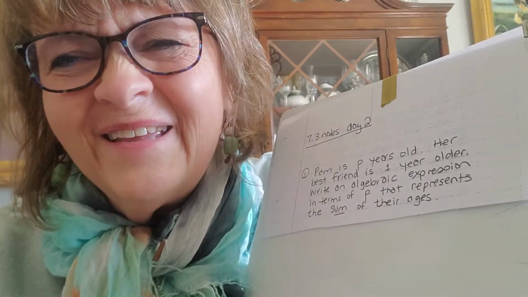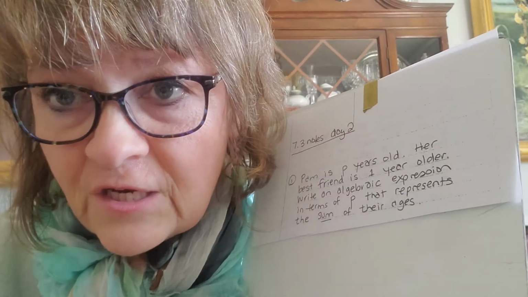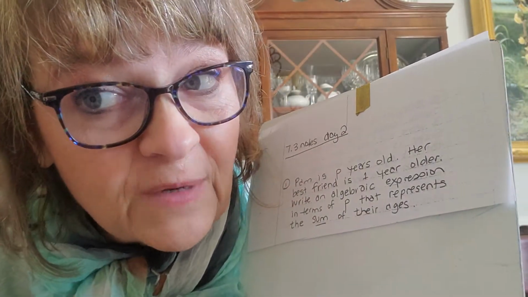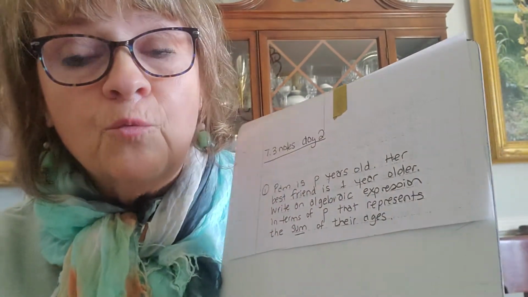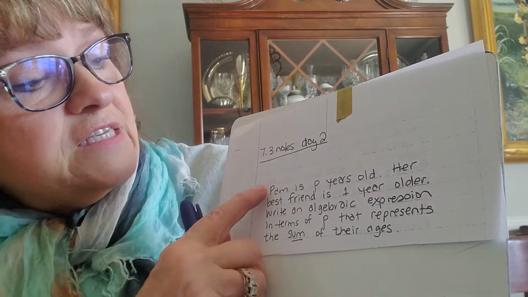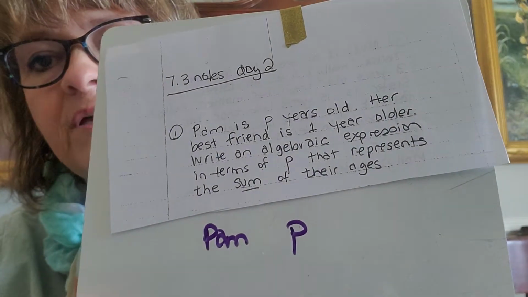All right, so we don't really know how old they are, and we're not going to know. Not in this problem, because there's not enough information. But they're giving us enough to set it up so that later when we do word problems that have the word "is" in it, which means equals, we're going to be able to find the answer to these problems. So we're going to start off very simple. It says Pam is P years old. So if this were your word problem on your test, you're going to write Pam, and you're going to write P. That's how old Pam is.